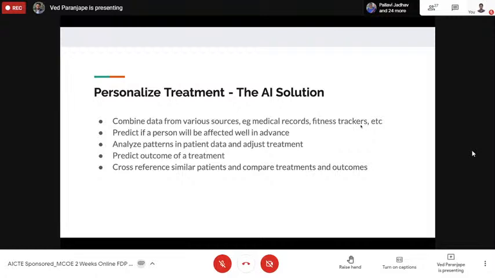Google also has Verily Life Sciences, which has medical records of patients and what sort of diseases exist. Google is in the process of combining these two types of data from fitness trackers and medical records together, so that it gets a better understanding of the patients, and that's how it's helping further the use of AI in personalized treatment and medicine. It predicts if a person will be affected well in advance. As I said, it's very useful.